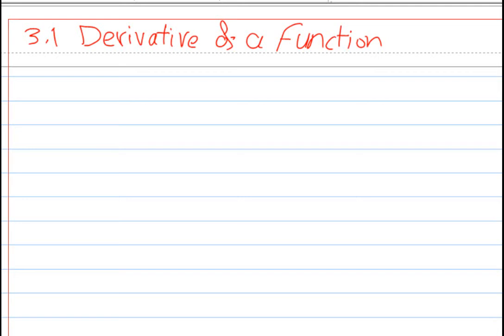In this section, we will learn how to find the derivative of a function. Let's suppose that we know this formula before: limit of f of x plus h minus f of x over h as h approaches 0.